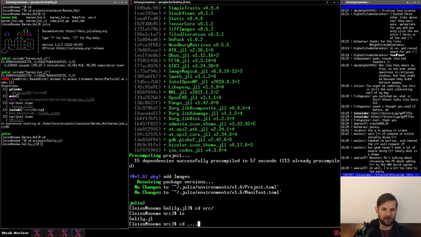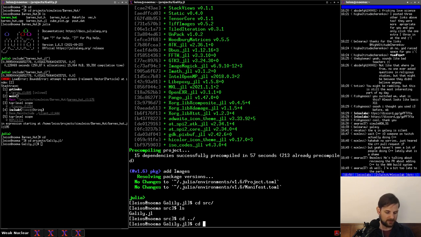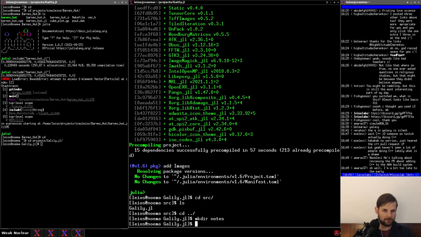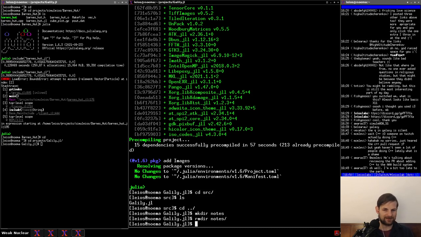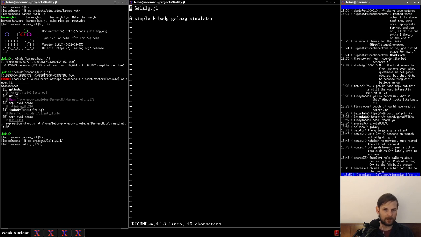Okay, I'm gonna cd back a directory actually, and I'm gonna create a new directory that I'm just gonna call notes. Actually, no, let me remove the directory notes. I'm just gonna put it directly in the README, vi README. Okay, so let me go ahead and write down the things that I've already written down.